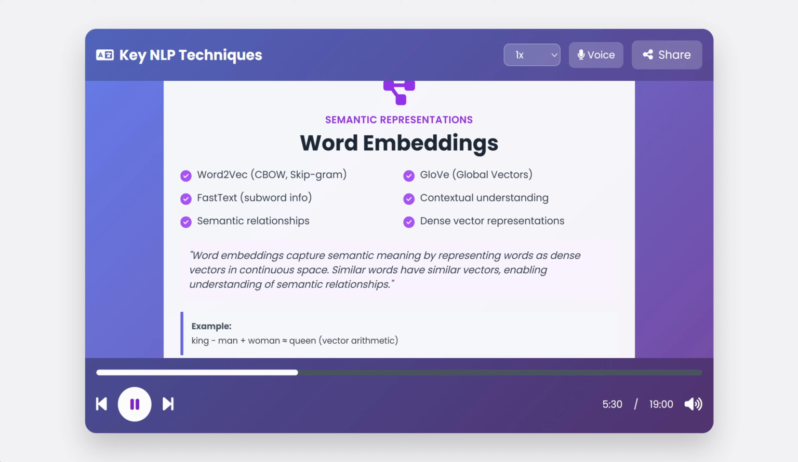The magic of word embeddings lies in their ability to capture semantic relationships. Similar words have similar vectors, and you can perform vector arithmetic like king minus man plus woman approximately equals queen, demonstrating that the model understands gender relationships.